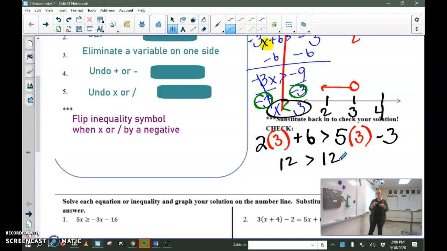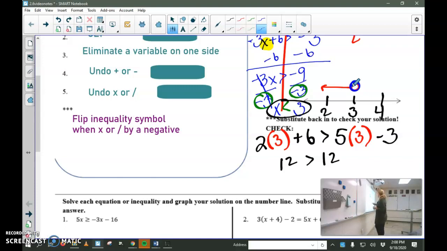Okay? It does say 12 is greater than 12. And I know that 12 is not greater than 12. It's equal to 12. 12 is equal to itself, but it's not greater than itself. So that's the reason why we have this open circle up here. When I substitute 3 back into that inequality, that solution does not give me a true statement, but it does yield the same output on either side. That's why I have an open circle, because 3 is not part of my solution.